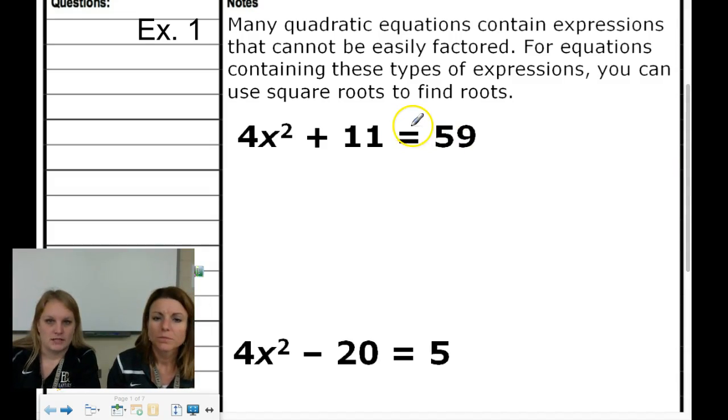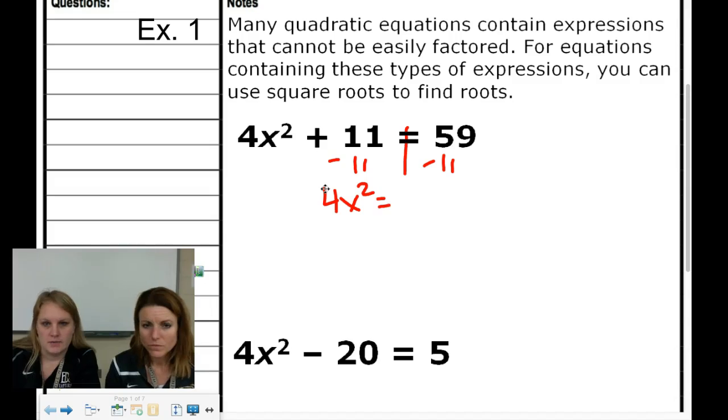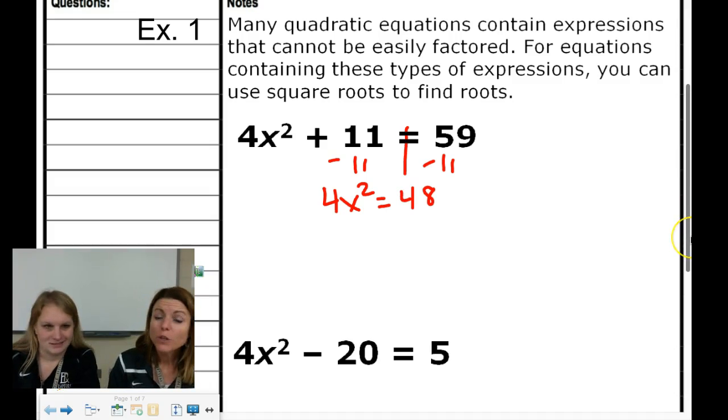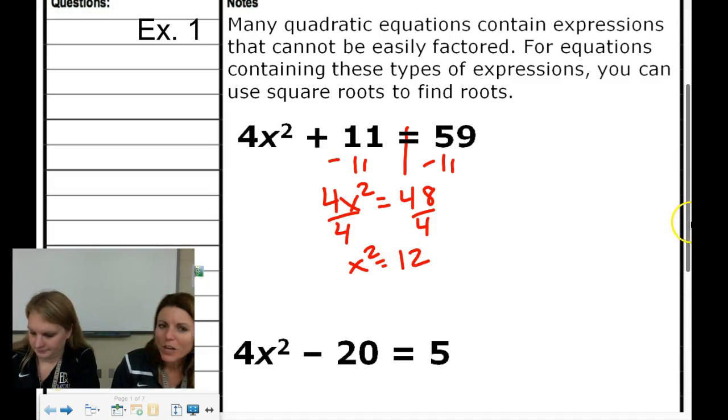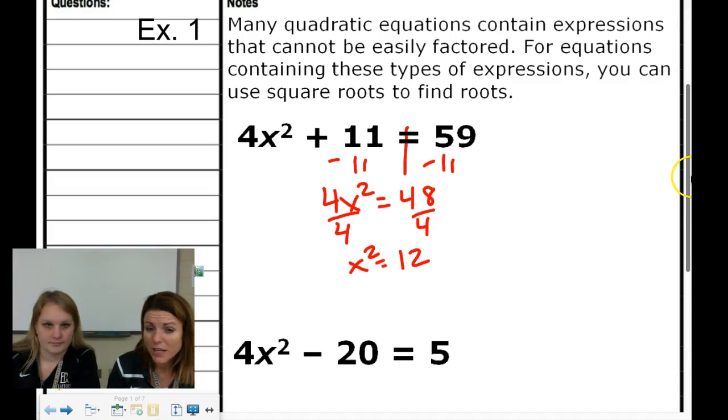So I'm going to subtract 11 from both sides. So I get 4x squared equals 48. And now you need the x squared all by itself. So let's divide everything by 4. So we get x squared equals 12. Well, what do you do to find x? You take the root of each side.